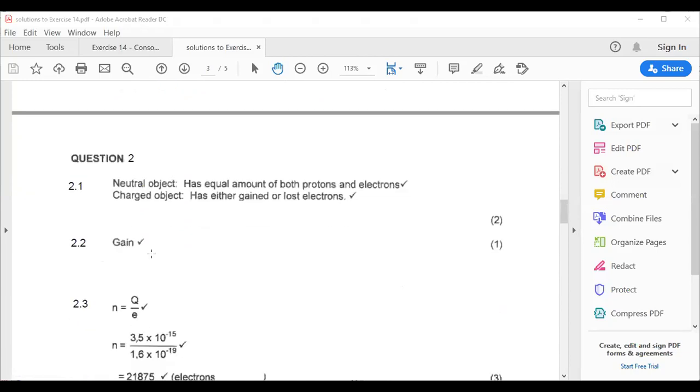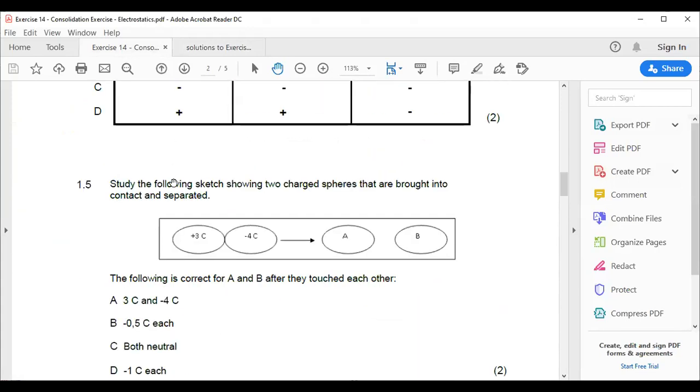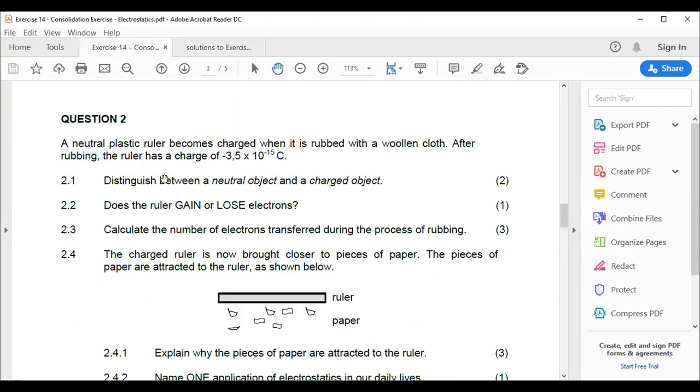Right, then we move on to question number 2. What does it say? It says a neutral plastic ruler becomes charged when it is rubbed with a woolen cloth. After rubbing, the ruler has a charge of -3.5 times 10 to the power -15 coulombs. Distinguish between a neutral object and a charged object.